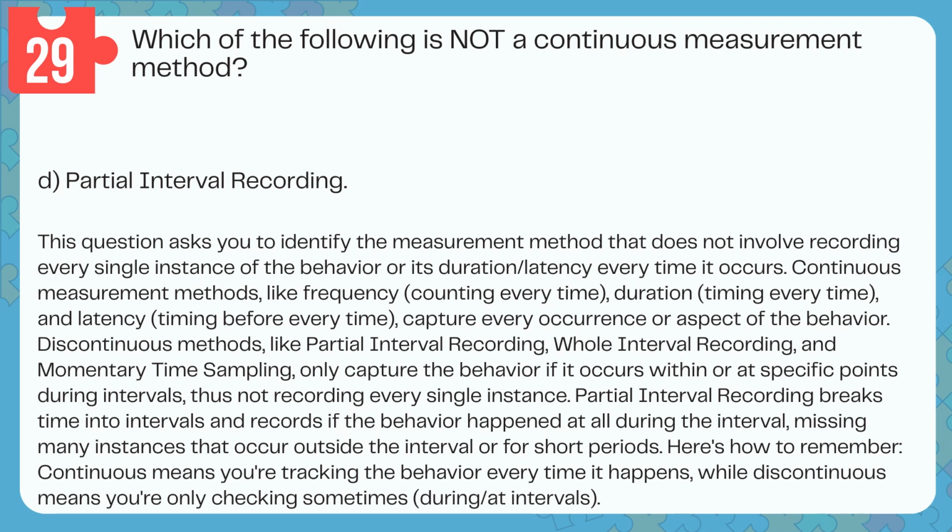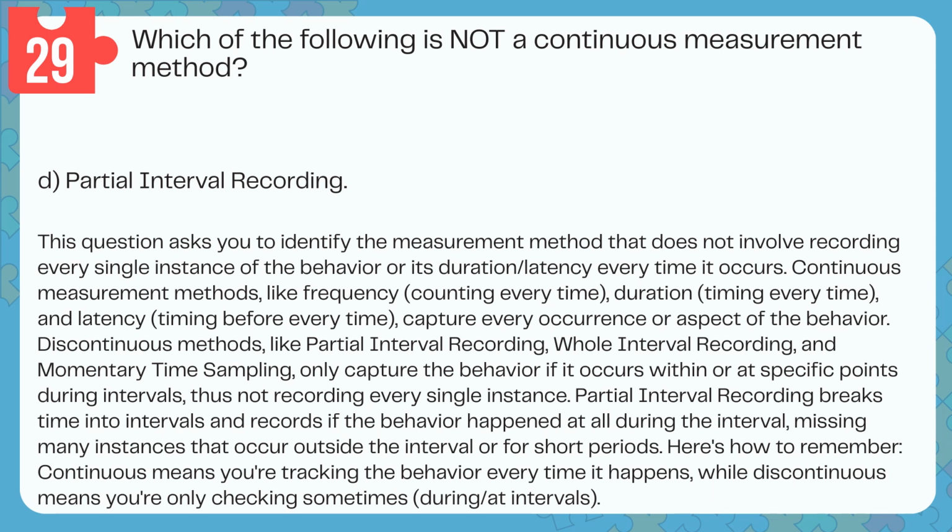Continuous measurement methods, like frequency, counting every time, duration, timing every time, and latency, timing before every time, capture every occurrence or aspect of the behavior. Discontinuous methods like partial interval recording, whole interval recording, and momentary time sampling only capture the behavior if it occurs within or at specific points during intervals, thus not recording every single instance. Partial interval recording breaks time into intervals and records if the behavior happened at all during the interval, missing many instances that occur outside the interval or for short periods.